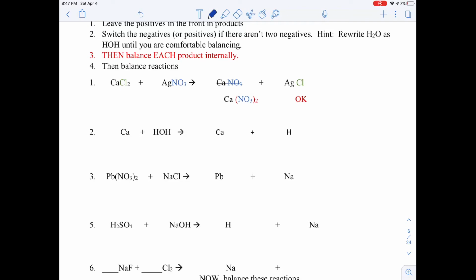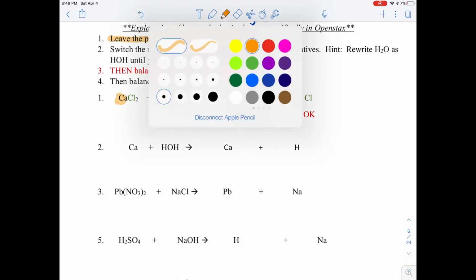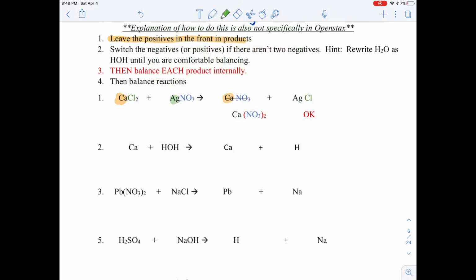When you're predicting products, you can do this. You can predict the products. What you want to do, first step, leave the positives in the front in the products. So notice that here's our calcium and here's our calcium. So we leave him in the front. And I'm leaving the silvers in the front. Okay, so we did that step.